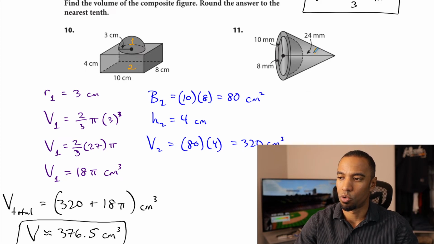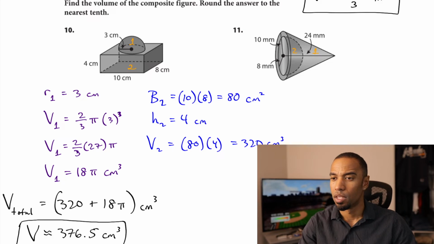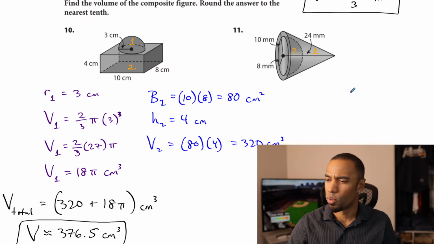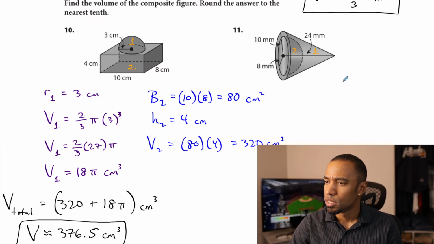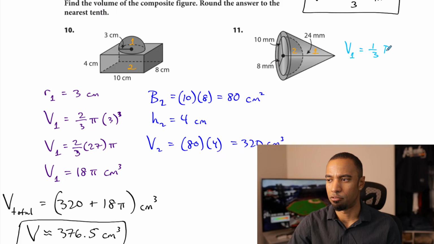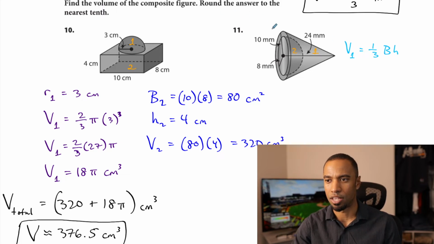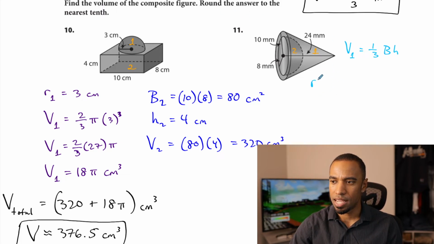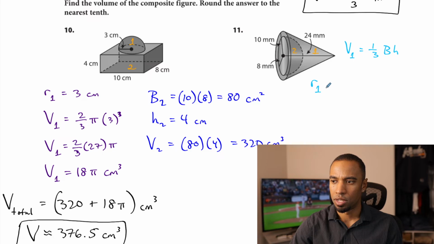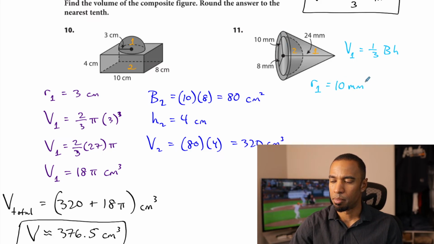So anyway, here's figure 1, here's figure 2. My figure 1 is going to be the cone. Within that cone, we are going to do your volume of your cone. Your volume of 1 is going to be 1/3 area of base times height. Our area of our base is our circle, just so you're aware of what we're going to be doing as a revisitation. So the radius of the cone is 10 millimeters.